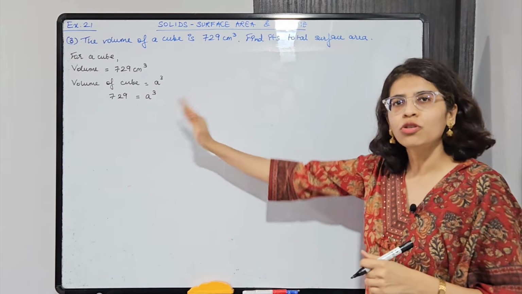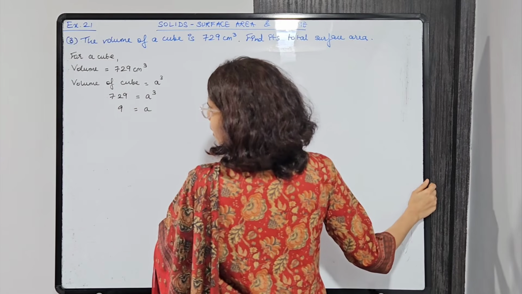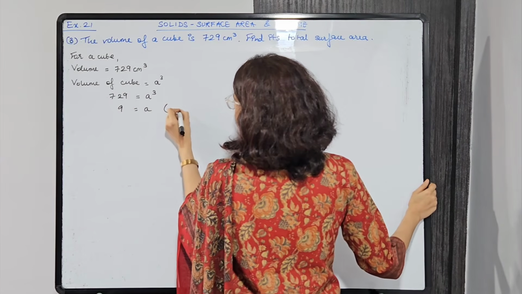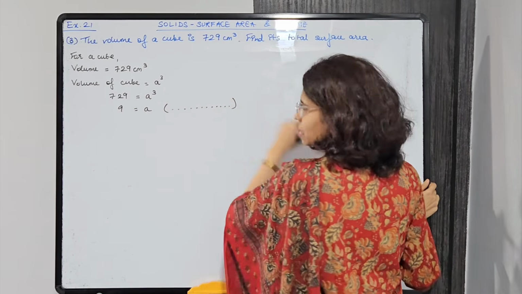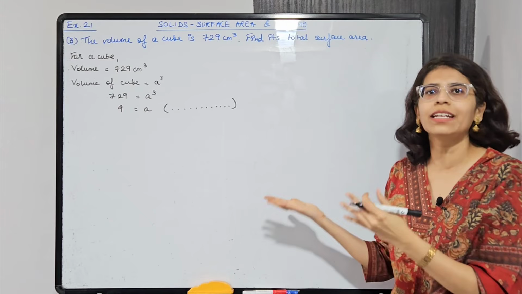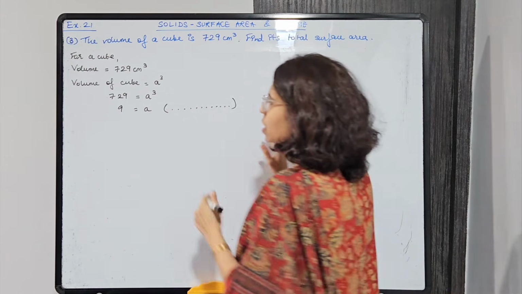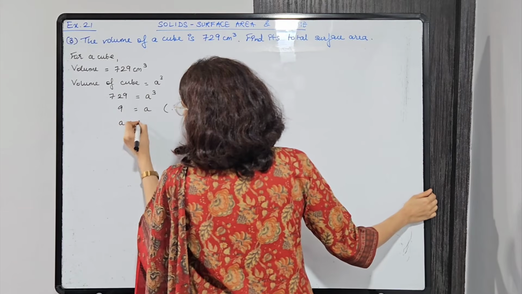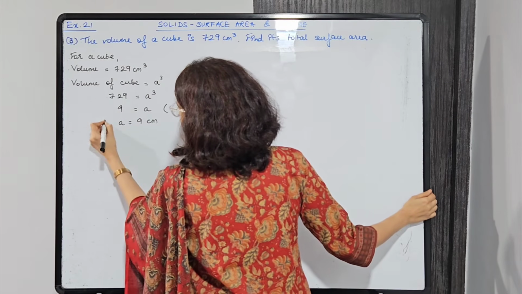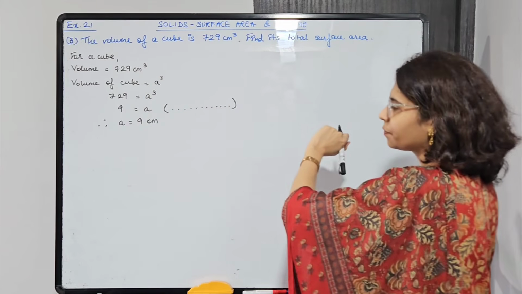So taking cube root on both the sides, यहाँ पे 9 मिलेगा, यहाँ पे a मिलेगा. यहाँ पे रीजन दो, टेकिंग क्यूब रूट ऑन बोथ द साइड्स. ओके, whenever you are taking cube or taking cube root or square and square root, you always write down the reason. ठीक है. Switch the sides. Therefore a is equal to 9 centimeter. सेंटीमीटर में मिलेगा because volume is in cubic centimeter.